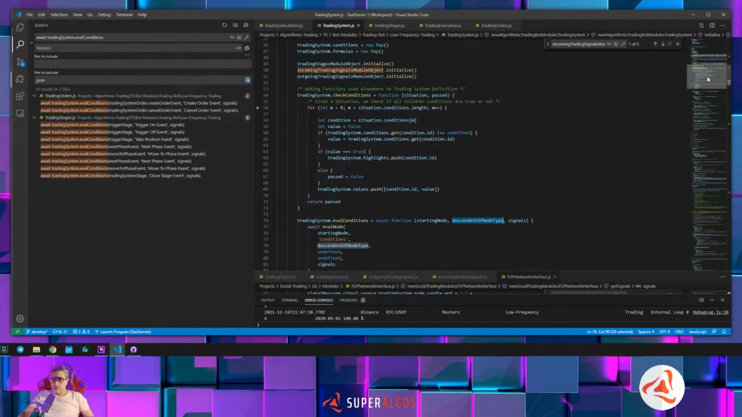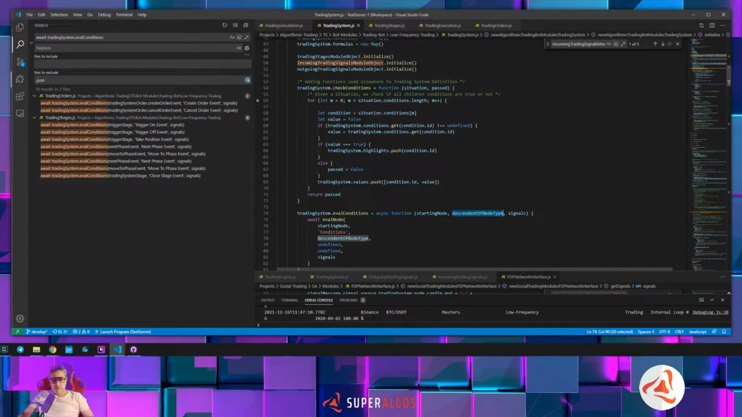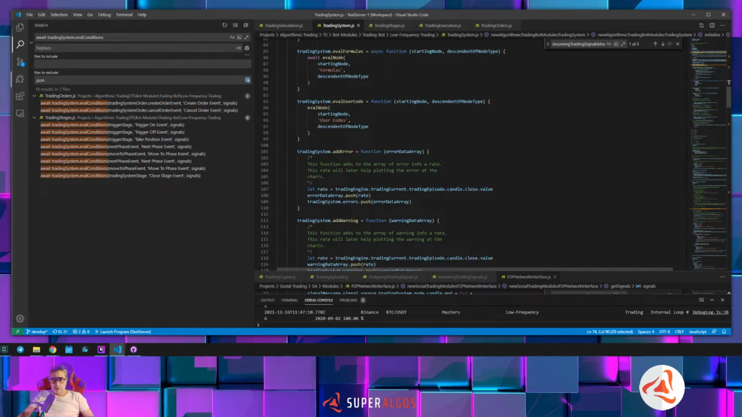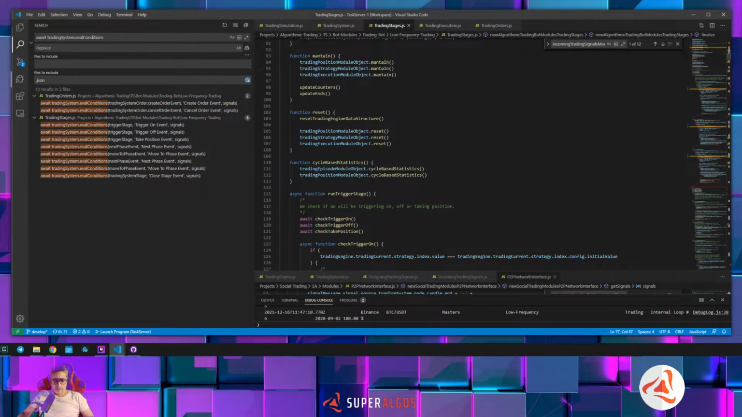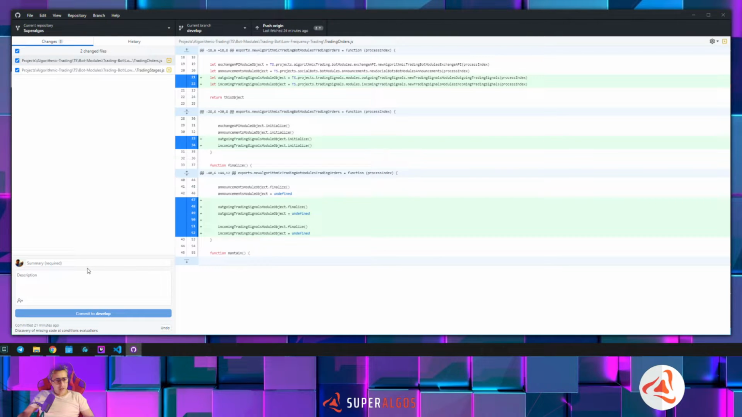So for example, when there is a trigger on, where is that? Trading stages. But let me commit these changes. Conditions evaluated right place implemented.